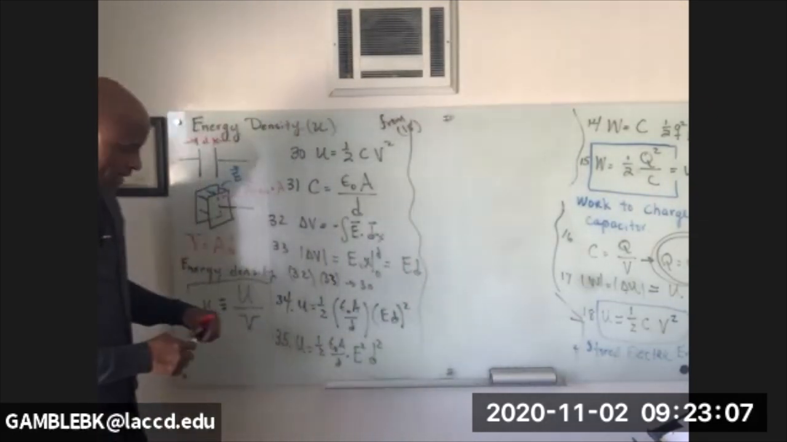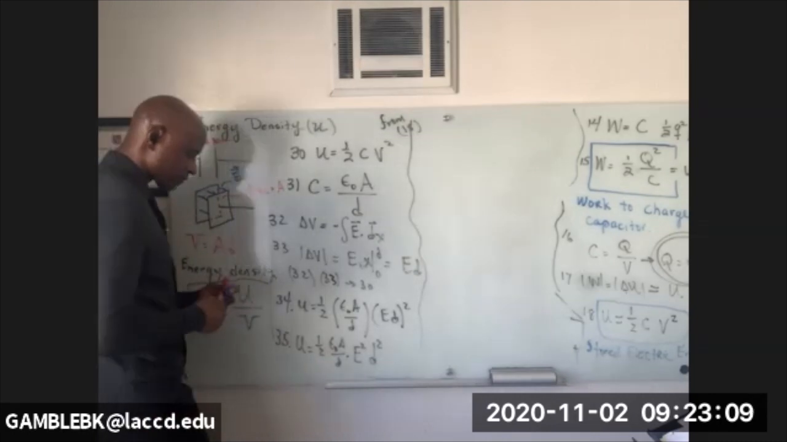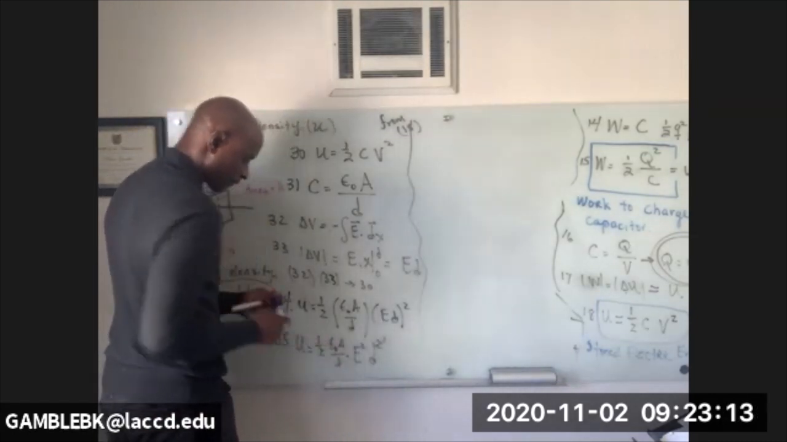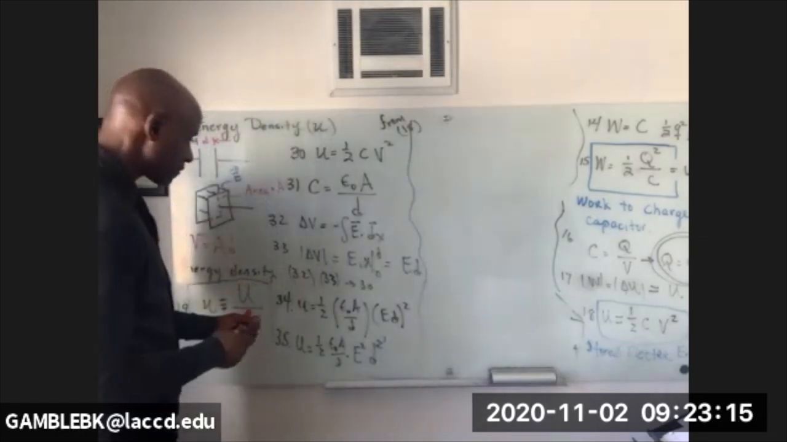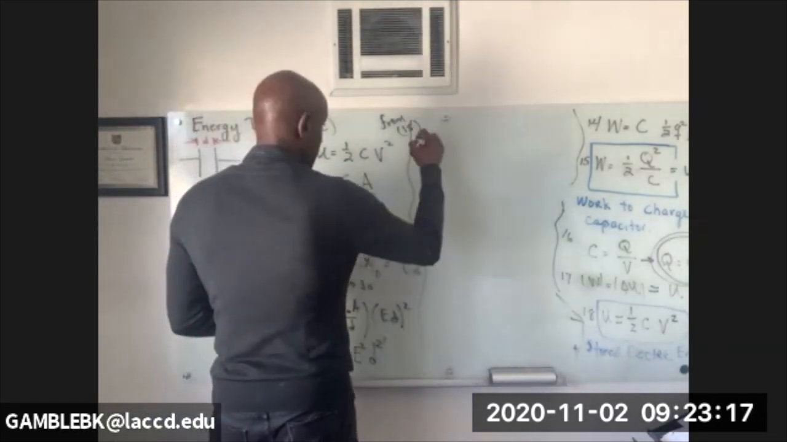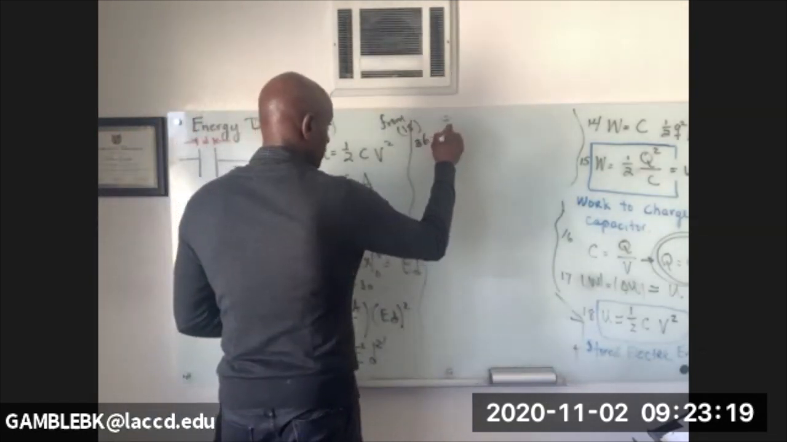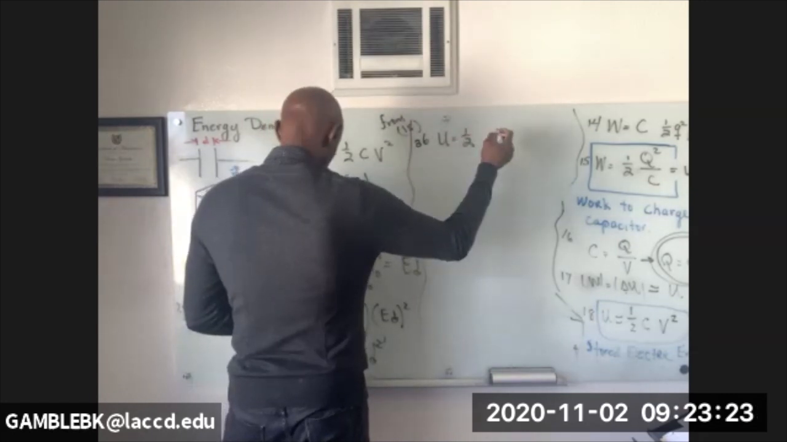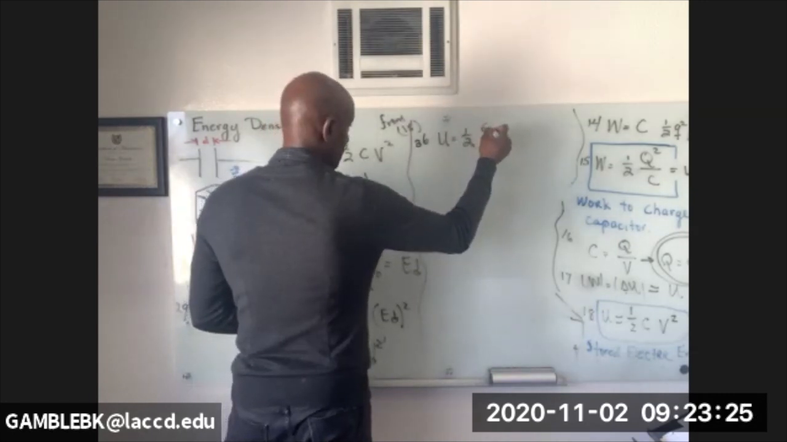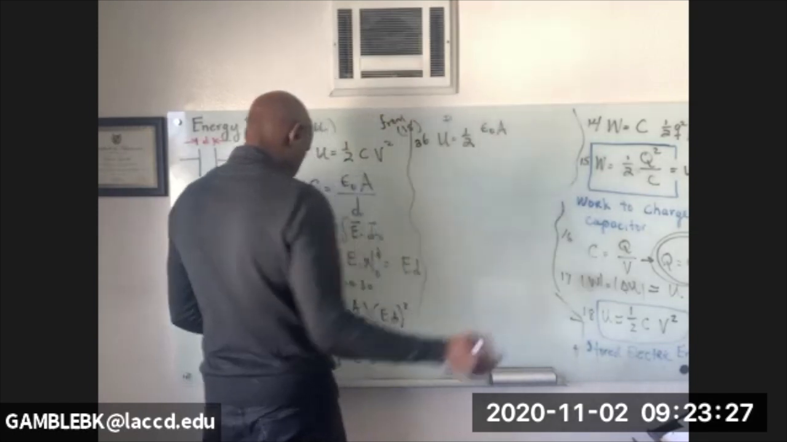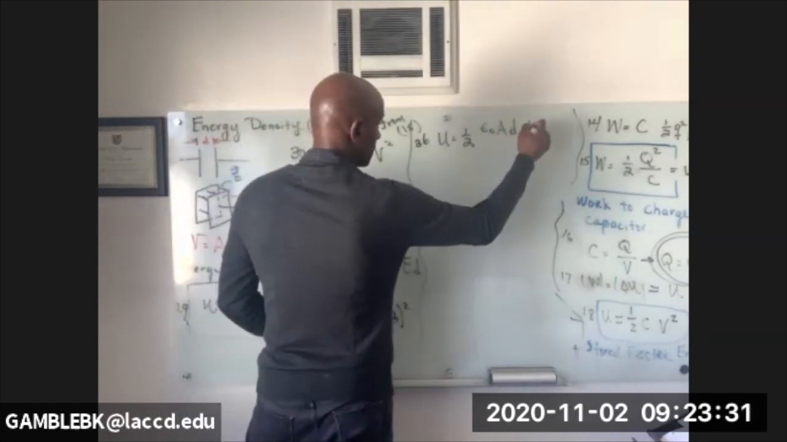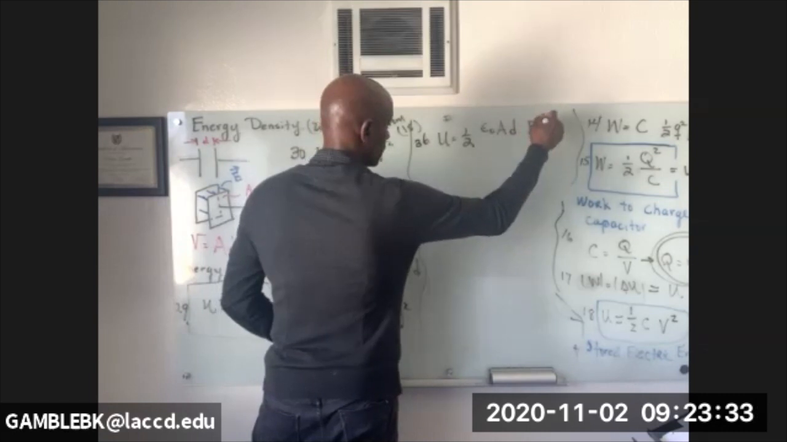One of the D's cancels. D goes out, over here I'm left with 1. So the total energy in between the plates then is 1/2 epsilon naught A times D times E squared. Okay.